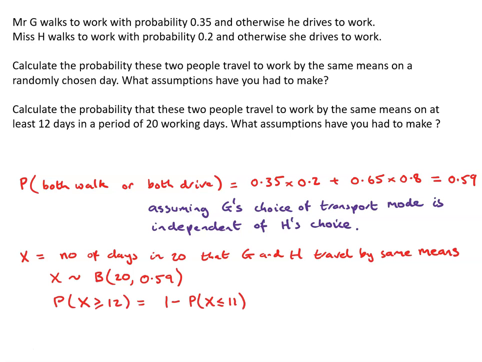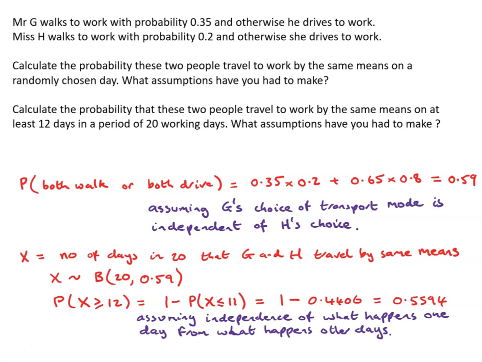The probability that X is greater than or equal to 12 is 1 minus the probability that X is less than or equal to 11. We can use our calculators to get that, so that's 1 minus 0.4406. So that is 0.5594. And we have had to assume that independence from day to day. I'd like you to have a think about how reasonable you think those assumptions are.